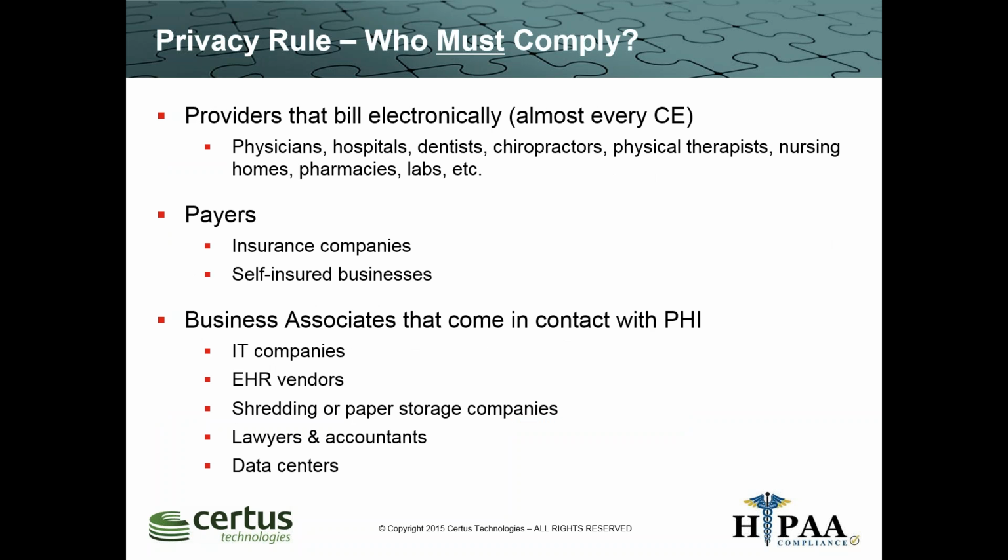So the privacy rule, which says things have to be kept private and not released without authorization, needs to be complied with by you, the covered entities, by anyone that pays insurance companies, and by the way, that includes self-insured businesses. So those businesses that self-insure for medical, they are payers and they must comply as well. And finally, business associates. You need to pay attention to these business associates, and I'll come back to that in greater detail.